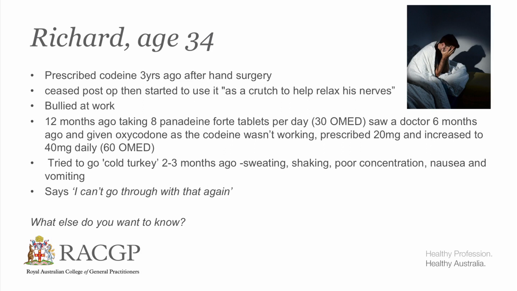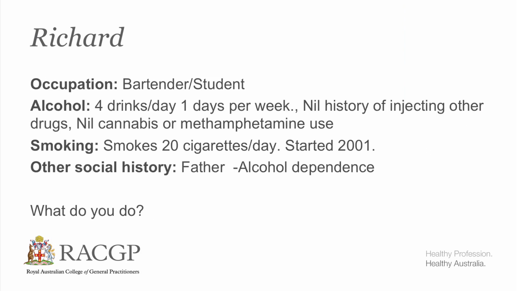So Richard, he's a bartender and he's studying as a student, and he drinks 4 standard drinks of alcohol a day, once a week. There's no history of injecting or other drug use, no cannabis, no methamphetamine use. He's a smoker. He started smoking in 2001. He has a family history of alcohol dependence. So there is that family history that does slightly increase his risk.